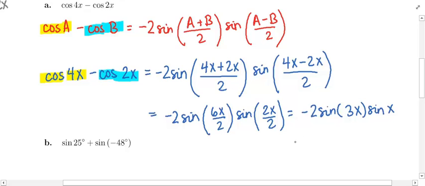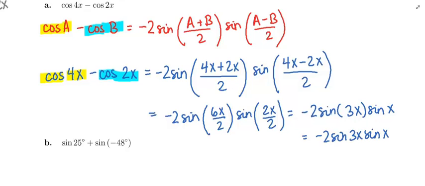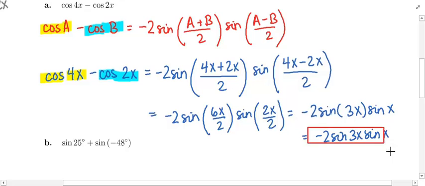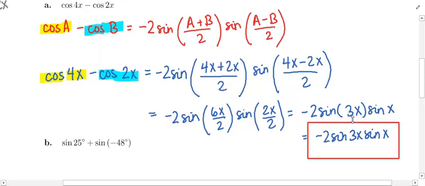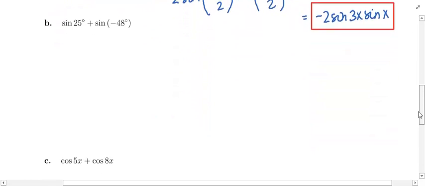You can write it without the parentheses, that's fine. This is going to be -2 sine 3x times sine x. That's the final answer. You can see the answer is an expression. We weren't going to get a number as the final answer anyway because we have an x involved, but the expression that we did end up with is a product. We're multiplying everything together. So we converted the difference to a product. Let's try the next one.